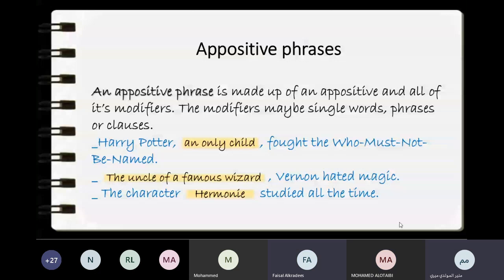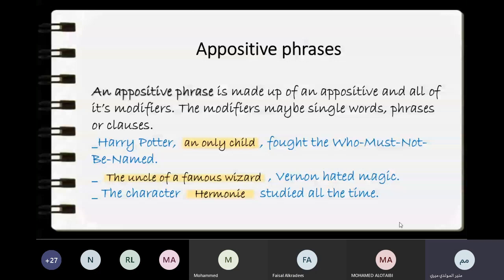The third example, Kridis. The character Hermione studied all the time. So Hermione here is an appositive. You can omit Hermione and the sentence still gives meaning. You can say, the character studied all the time. Of course, there are certain appositive phrases that are essential in the sentence, because if you omit them, the sentence loses its meaning. Is it clear, Kridis? Yes.